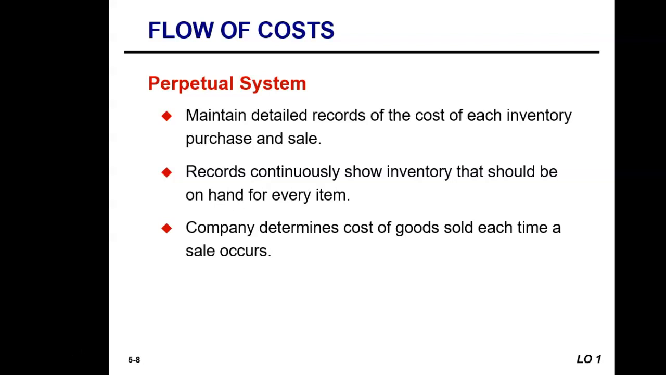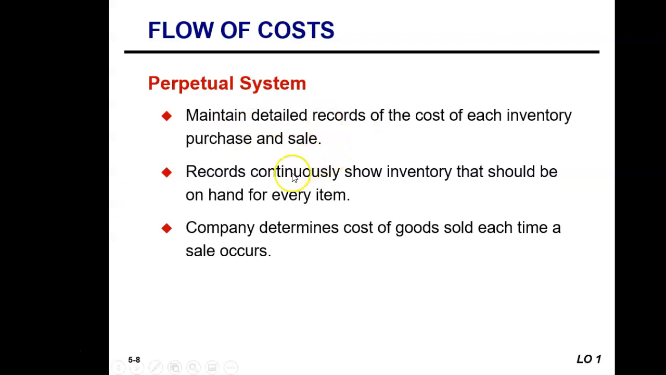Now, with a perpetual inventory system, we're going to maintain detailed records for each purchase and sale of inventory. So think about your last visit to a retailer, whether it's a grocery store, clothing store, etc. When you purchase those items, they're going to scan those items. What they're doing is a detailed record of what was sold for that particular accounting period. The same is true when they purchase items as a retailer. They're going to scan those items and put them into the inventory system.